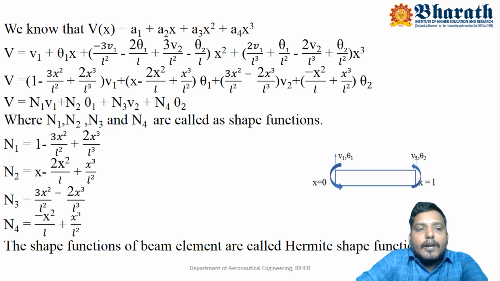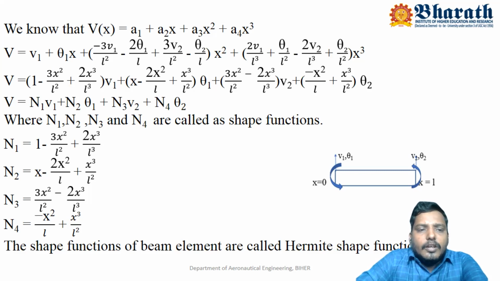Then finally we arrive at v is equal to (1 minus 3x square by L square plus 2x cube by L cube) times v1, plus (x minus 2x square by L plus x cube by L square) theta 1, plus (3x square by L square minus 2x cube by L cube) v2, plus (minus x square by L plus x cube by L square) into theta 2.